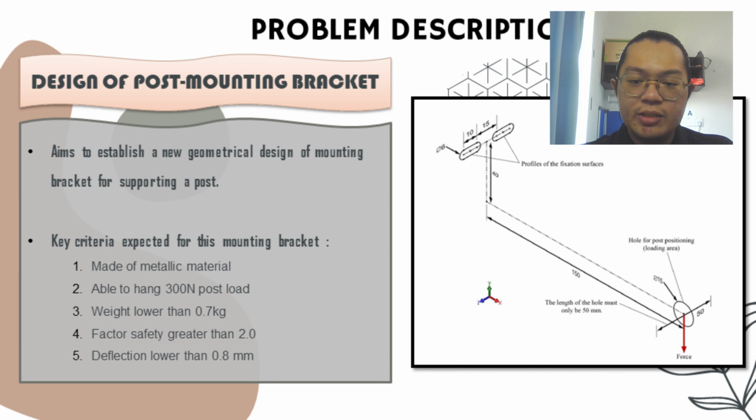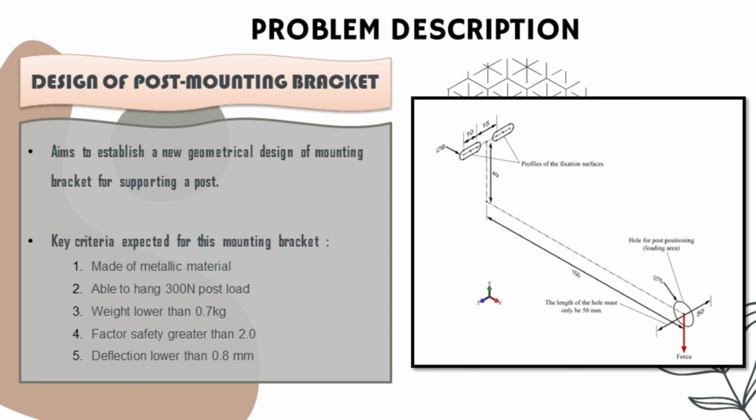On the left side, you can see the basic design criteria of the post-mounting bracket. The key requirements of this bracket are as follows. It should be made of metallic material capable of withstanding a minimum load of 300 newtons, weighing less than 700 grams, and having a factor of safety greater than 2. And finally, exhibiting deflection lower than 0.8 millimeters.